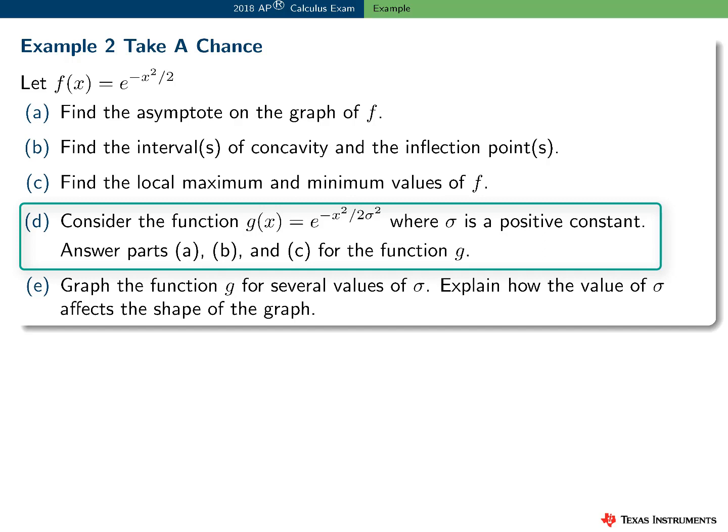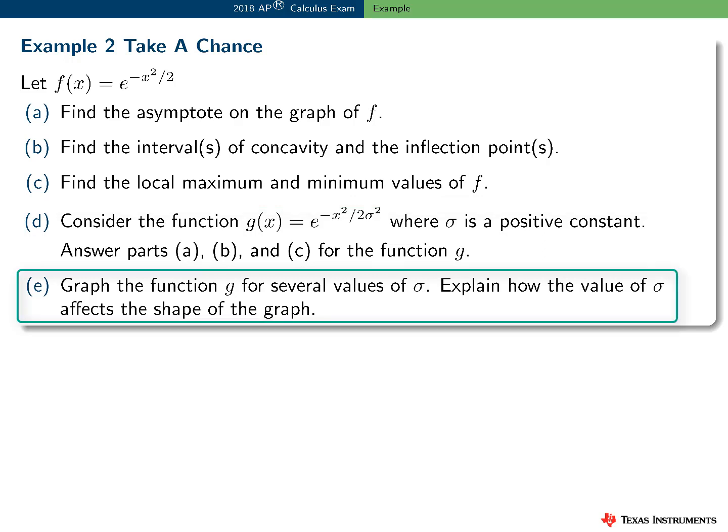So let's generalize just a little bit. Consider the function g of x equal to e to the minus x squared divided by 2 sigma squared, where sigma is a positive constant. First, answer parts a, b, and c for the function g. And then graph the function g for several values of sigma, and explain how the value of sigma affects the shape of the graph of g.